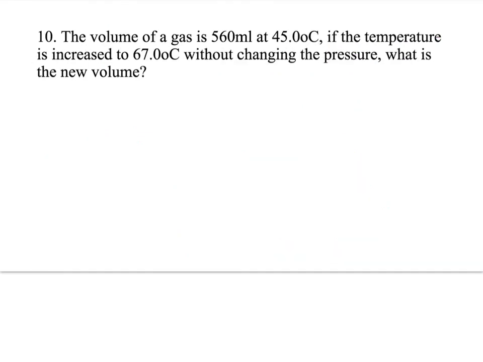Number 10, the volume of a gas is 560 milliliters at 45 degrees Celsius. If the temperature is increased to 67 without changing the pressure, what is the new volume? And so I want you to try this one completely on your own, labeling it, figuring out what formula you need to use and all that stuff, and then come back and check and see if you have the right answer. So hit pause.